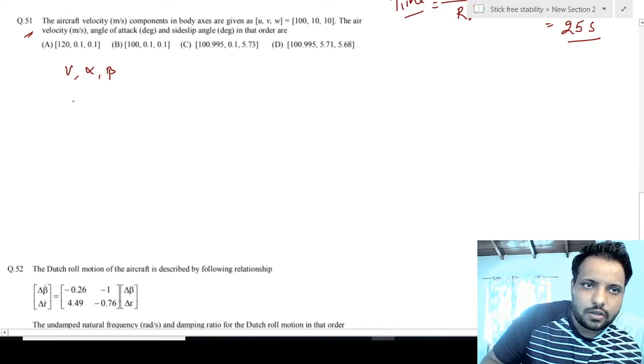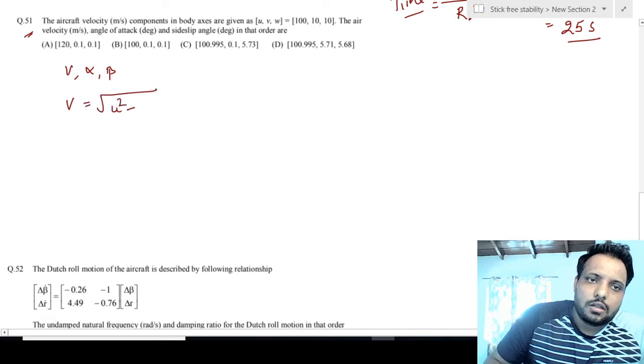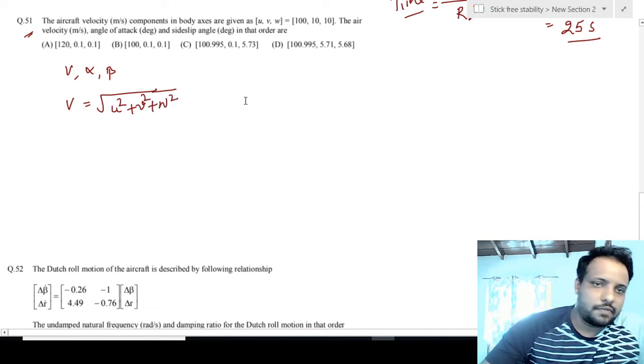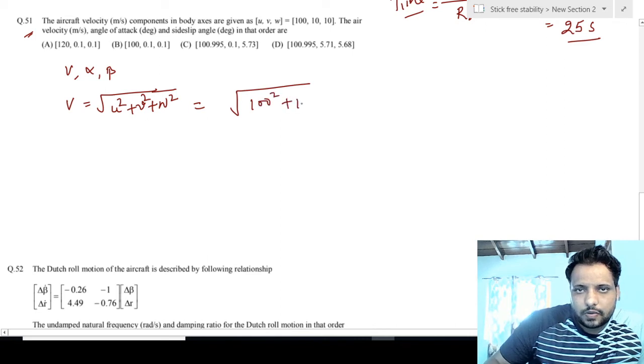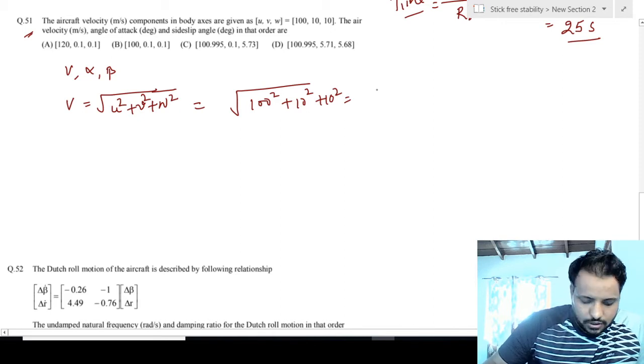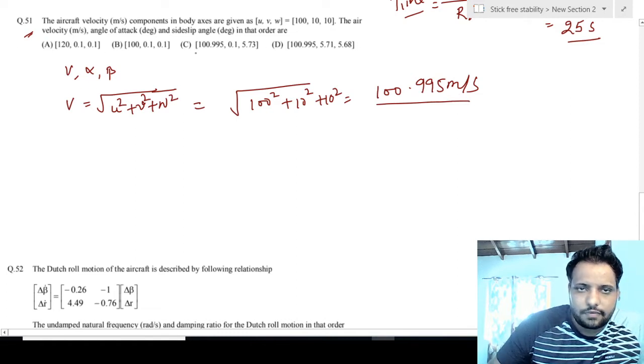So three components of velocity are given, so what will be the resultant velocity? That will be given by this formula. It is from vector algebra. So if I put the values here, 100 square, 10 square plus 10 square, that gives me around 100.995 meter per second. So this is the resultant velocity. So first we have to see that C and D are matching options for velocity.